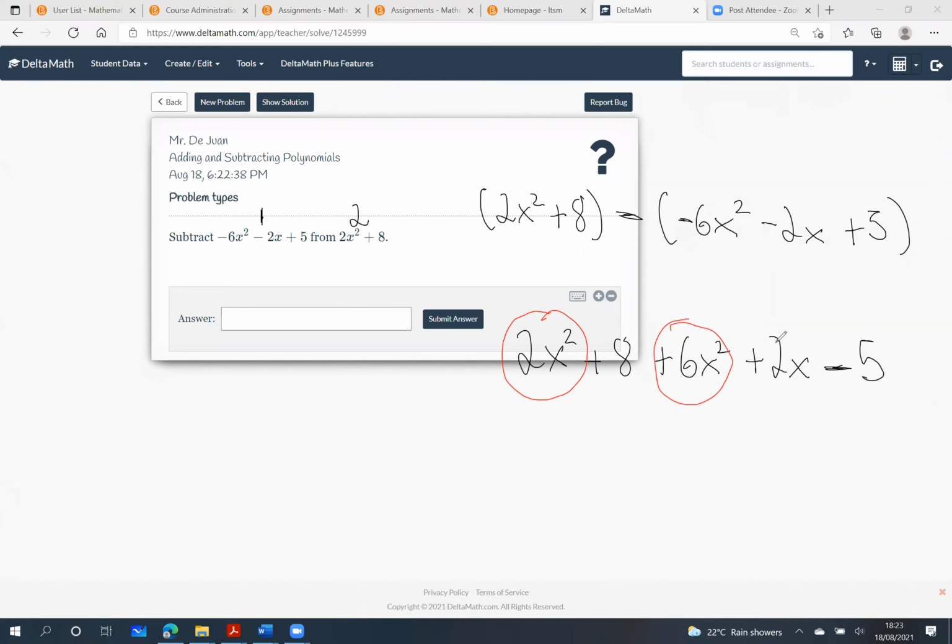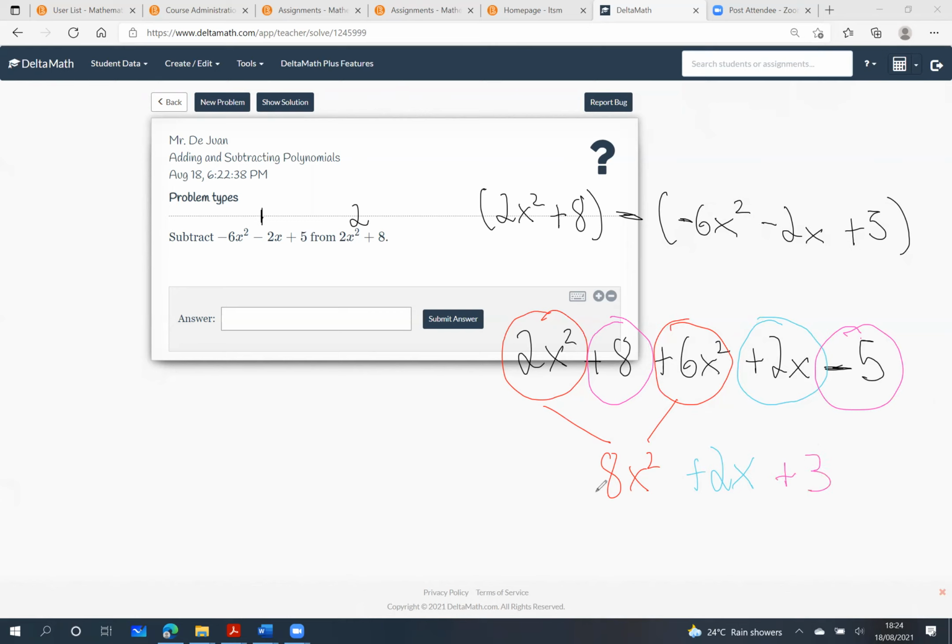What else can we combine here? It looks like this is going to be all on its own. I'm going to put that in light baby blue. And +8 and -5. Okay, so let's combine those terms together. In red, I've got 2x squared plus 6x squared, that's 8x squared. I still have my 2x. Sorry, that's my laundry going. And I have +8 -5, that is +3.